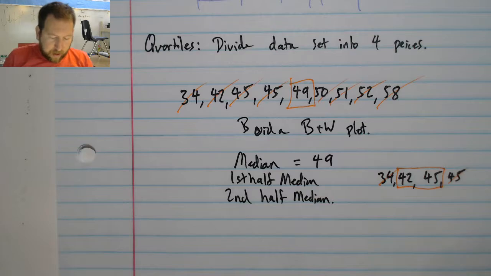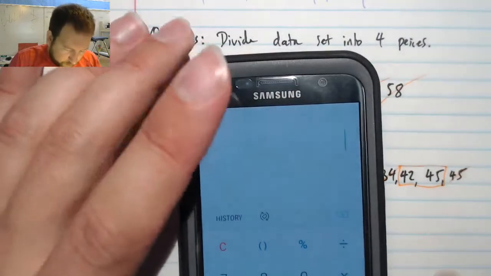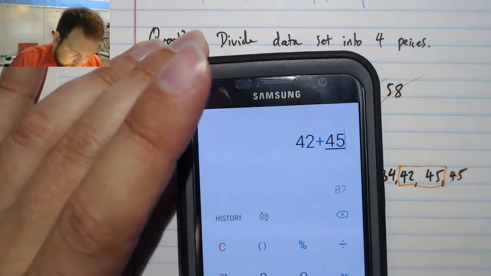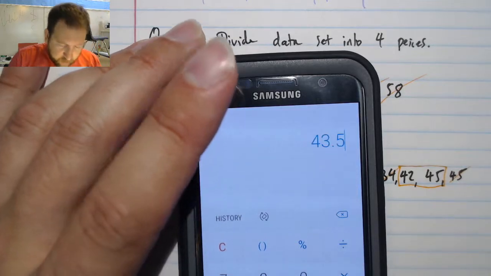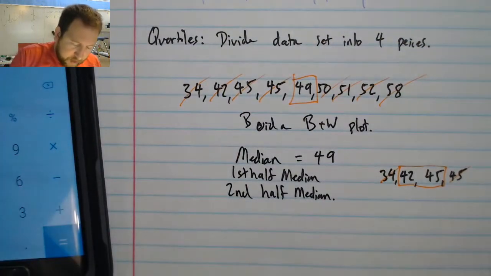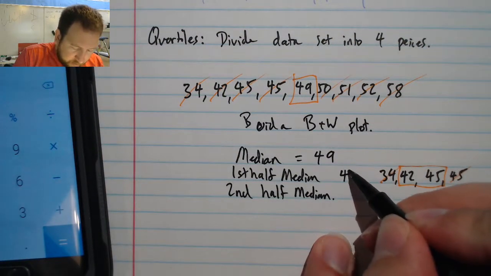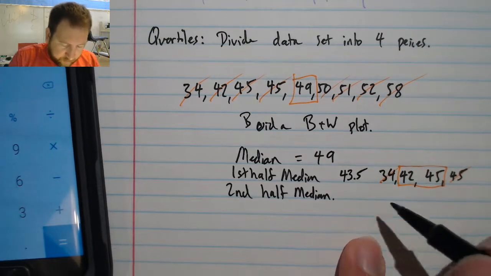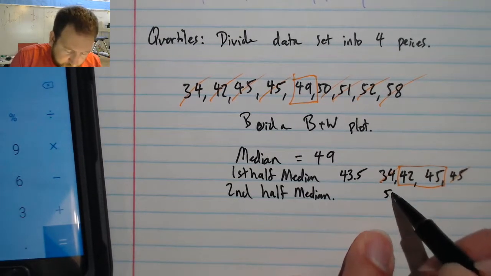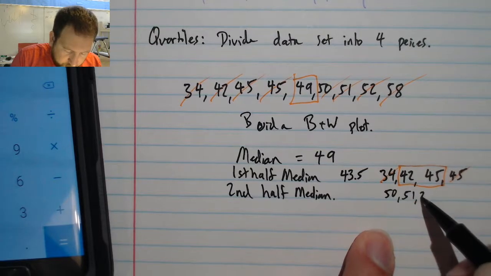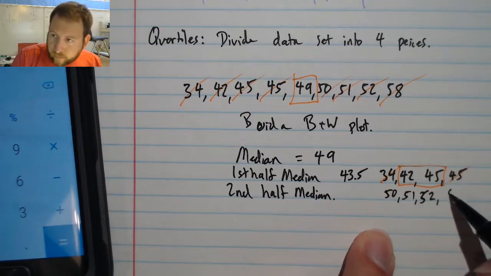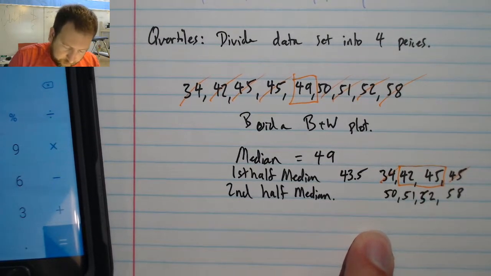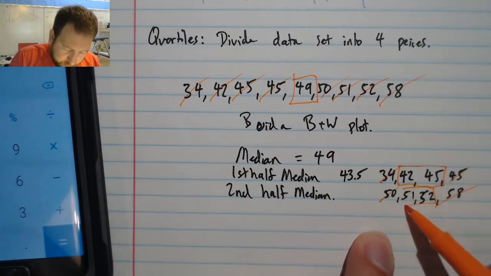I have 42 plus 45 divided by 2, 43 and a half. So my first half of my median is 43.5. My second half of my median, I have 50, 51, 52, and 58. Same as before in the center.